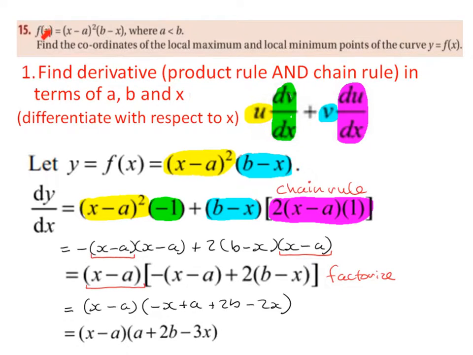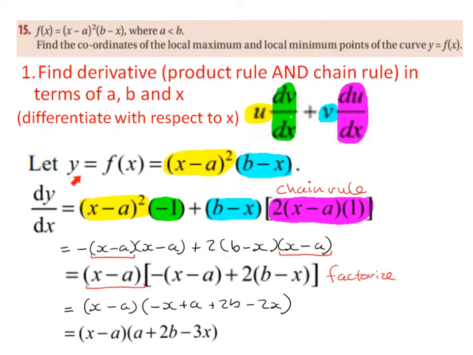f of x equals (x minus a) squared times (b minus x), where a is less than b. Find the coordinates of the local maximum and local minimum points of the curve y equals f of x. So step 1 is to find the derivative using the product rule and the chain rule in terms of a, b and x. So we differentiate with respect to x.